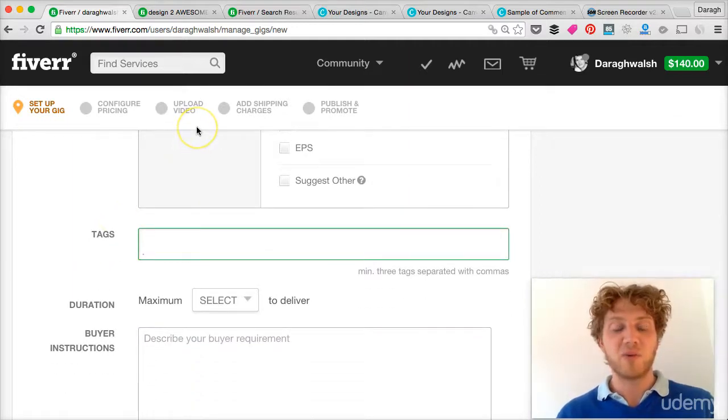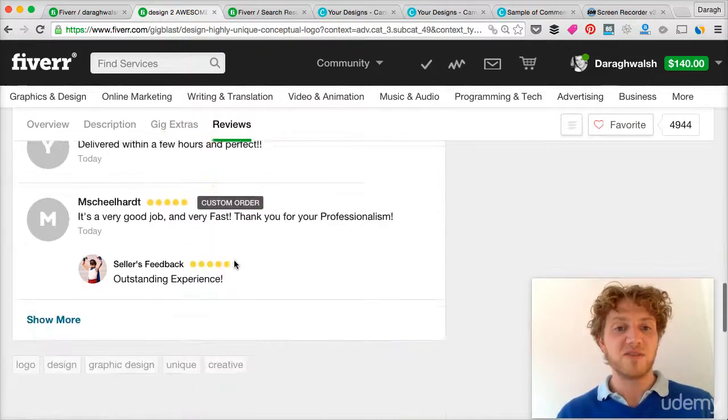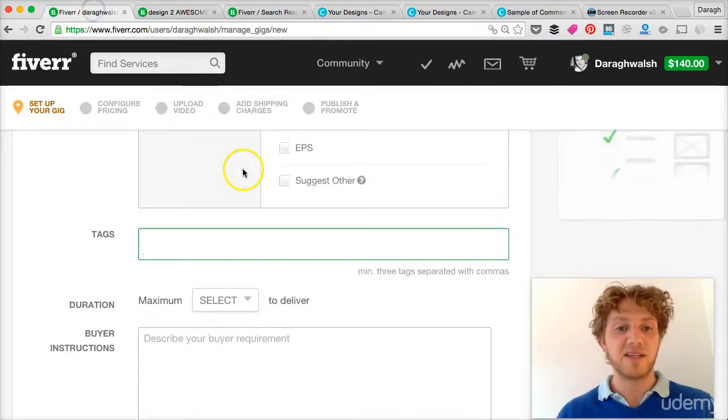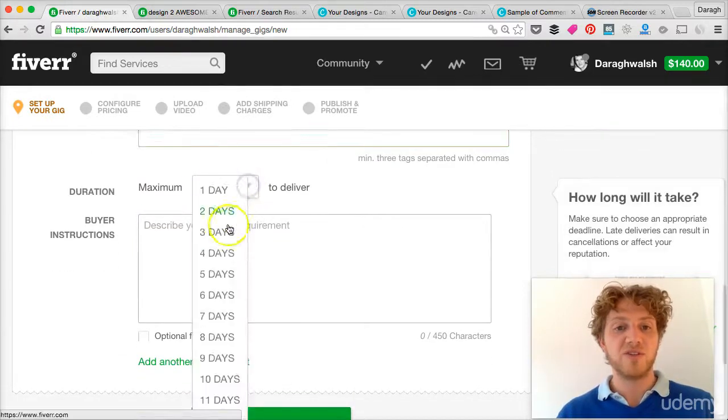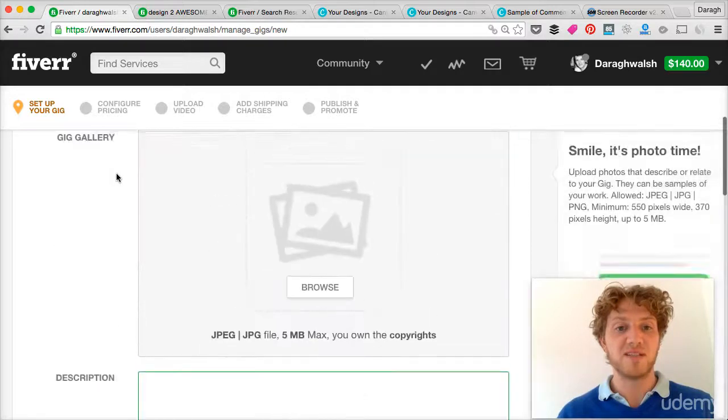Tags, these can be important for search engine optimization, Fiverr engine optimization. What you can do is really come to the end of a gig. Some of your competitors, again, same process. Look at the keywords that are there, and then add those tags back into your gig. Duration, you can set that really however you want. As a new seller, I'd probably encourage you to make it 1 or 2 days. As you get more credibility and more established, you can push it out further and charge people for the 1-day delivery.